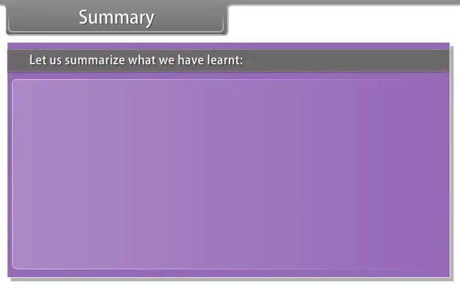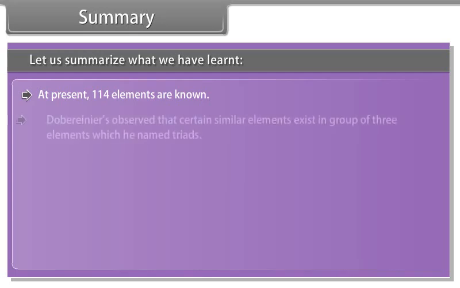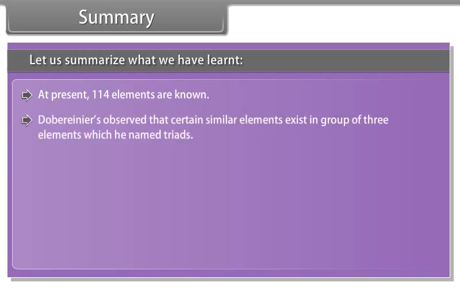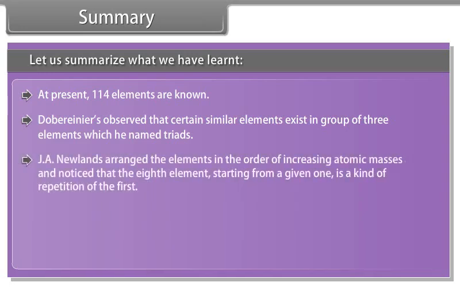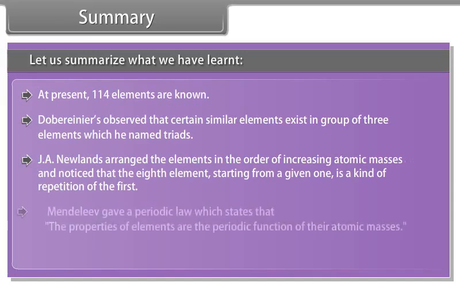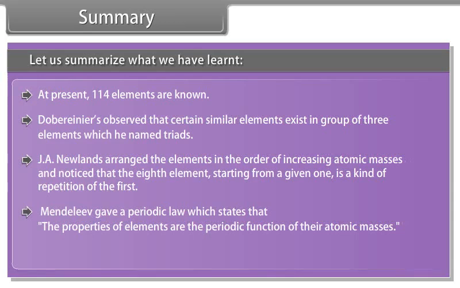Summary. Let us summarize what we have learnt. At present, 114 elements are known. Döbereiner observed that certain similar elements exist in groups of three elements, which he named triads. J. A. Newlands arranged the elements in the order of increasing atomic masses and noticed that the eighth element starting from a given one is a kind of repetition of the first. Mendeleev gave a periodic law, which states that the properties of elements are a periodic function of their atomic masses.